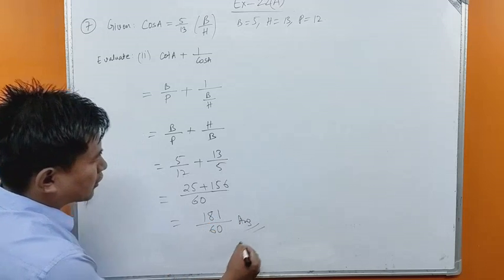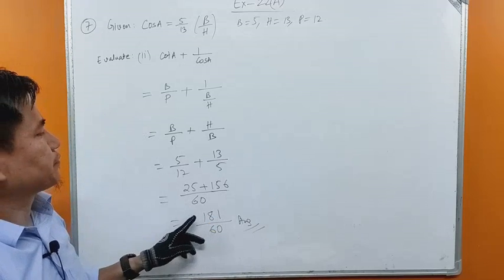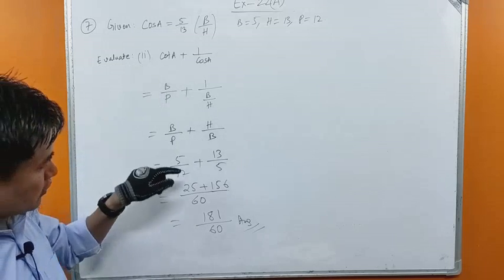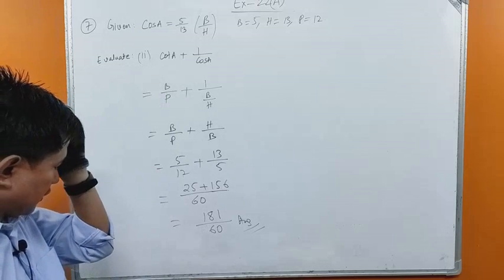You can convert this into a mixed fraction also, since this is an improper fraction, isn't it? So the answer for question number 2 is 181 upon 60. Now let us do the next question.